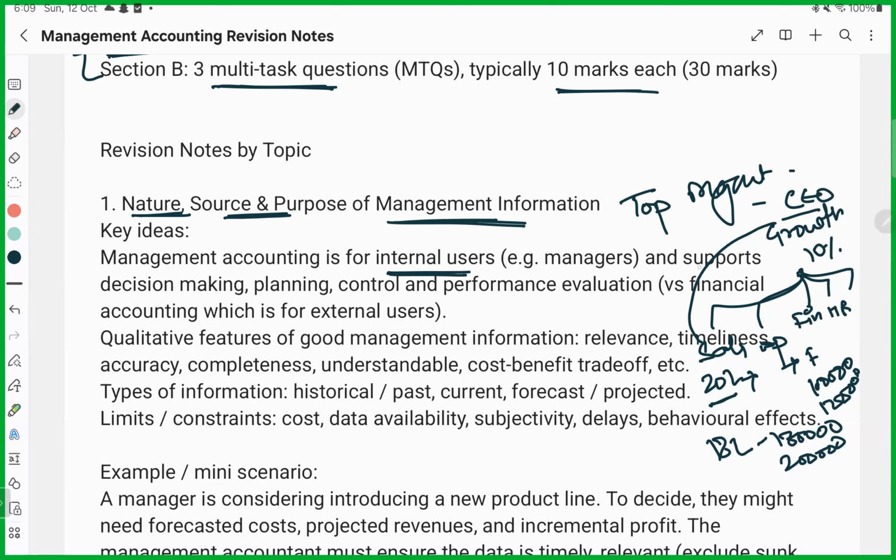This management information supports decision making. So we see over here that management has decided, basis the past information, that where they were achieving sales of 18 lakhs, they want to achieve sales of 20 lakhs.